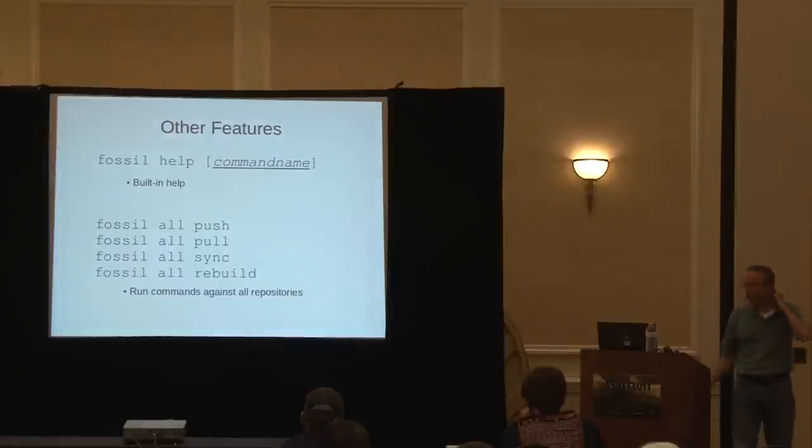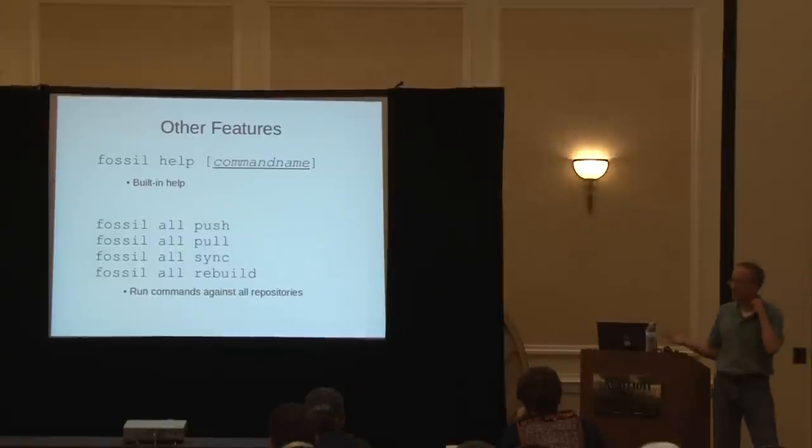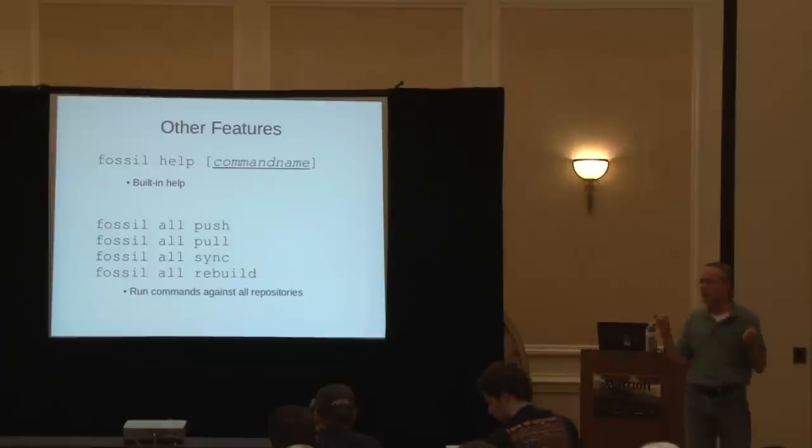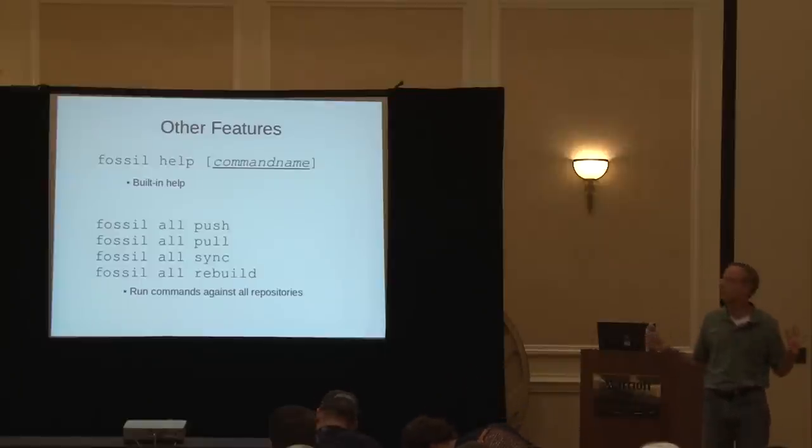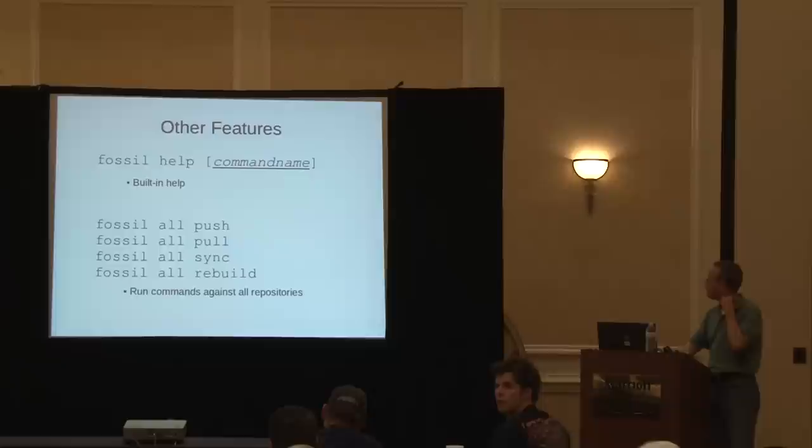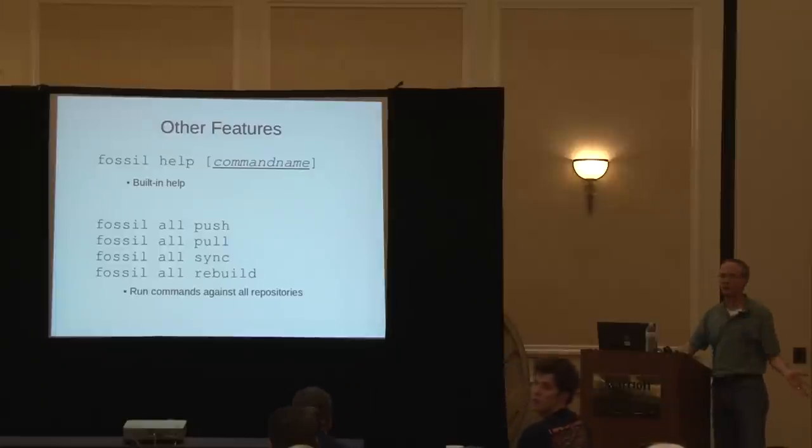Some other features of Fossil: you can type fossil help. It gives you a list of commands, and fossil help command-name. A really cool thing is the fossil all command. Fossil has a dot file in your home directory and it keeps track of all the repositories that you have. And you can push and pull to all of your repositories with a single command.